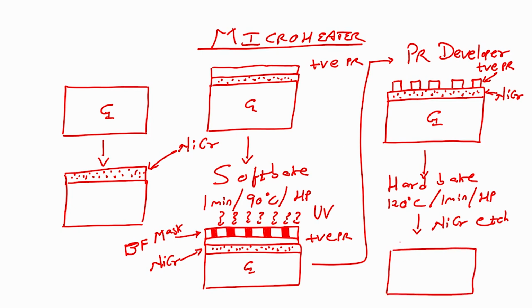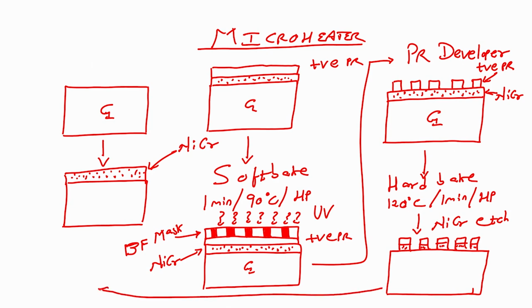I will have nichrome only in the area which was protected by the photoresist. The remaining nichrome will get etched in the nichrome etchant. Wherever my photoresist was there, that photoresist will act as a mask and it will protect the nichrome below it. The remaining area, the nichrome will get etched. Easy.